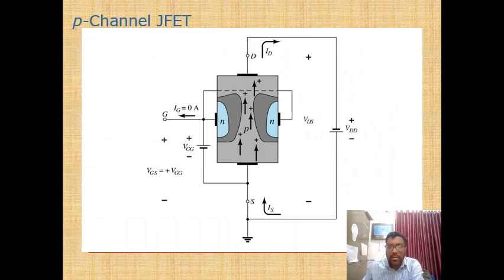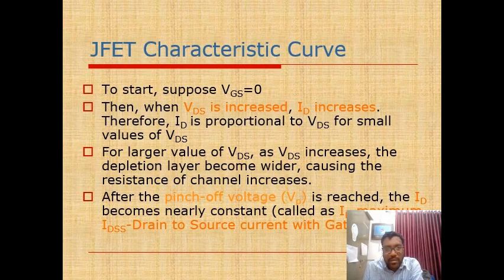Good morning all. Continuing from the last video, today we will discuss the characteristics of JFET. So for the JFET characteristics curves, in the first case we have to take VGS, the gate to source voltage, as 0, whereas VDS is supplied and VDD is supplied. So with increasing VDD, when VDS is increasing, ID increases. Therefore ID is proportional to VDS for small values of VDS.